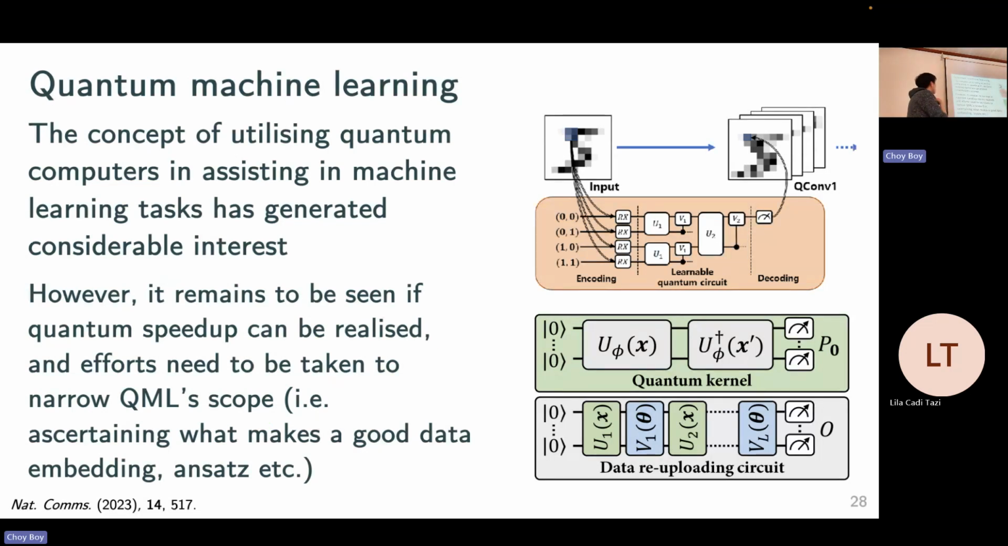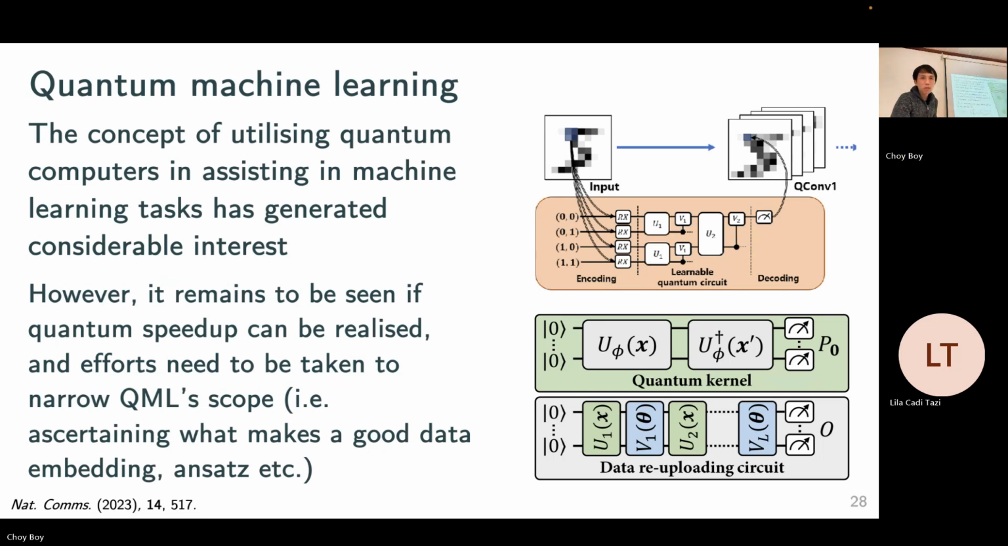Okay, so finally, I will talk more about quantum machine learning. So basically, what we want to do is simulate machine learning techniques on a quantum computer. However, it's important to note that it remains to be seen if we can actually find some sort of quantum speed up by using a quantum computer. So I guess right now we are in this phase where we need to narrow the scope of quantum machine learning. So for example, we need to ascertain what makes a good ansatz, what makes a good data encoding, for example.